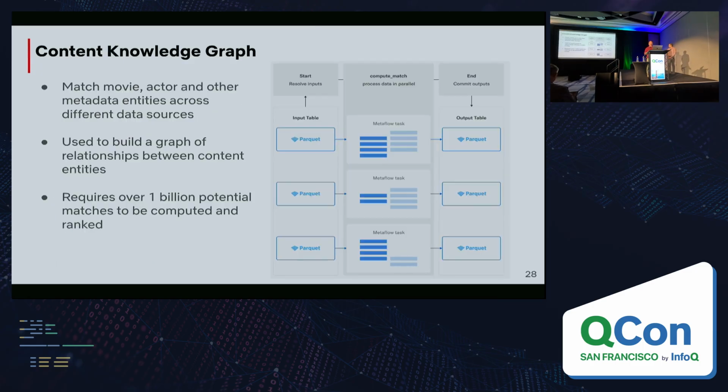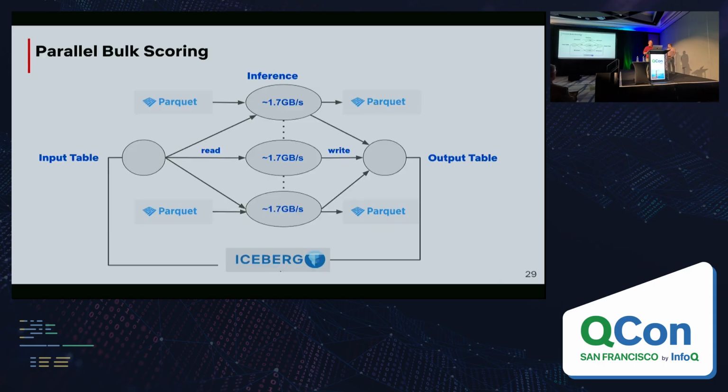Now, by way of demonstration, I want to talk about a content knowledge graph. As I had mentioned earlier, this is a process that matches entities across different database representations, and they may have missing data, incorrect data, different attributes, whatnot. It creates a bipartite matching graph problem, and it requires daily, if that's the frequency at which we want to run it, over 1 billion matches to be computed. It's embarrassingly parallel, but quite high scale.